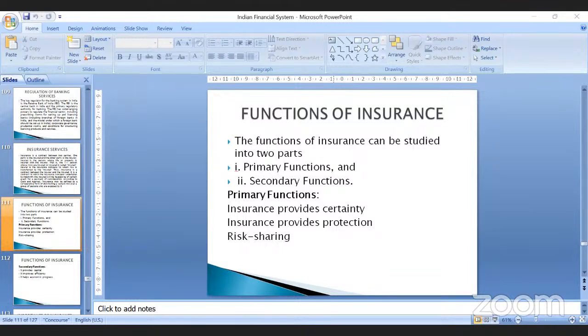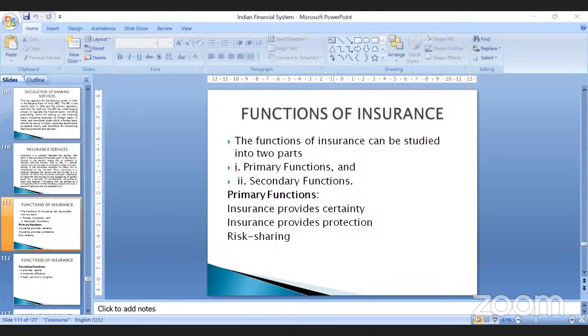Not only that, insurance provides you protection. The main function of insurance is to provide you protection against all the losses. The time and amount of losses are uncertain. So the insurance company promises to protect you against all the losses, up to the sum that is insured in your insurance contract.